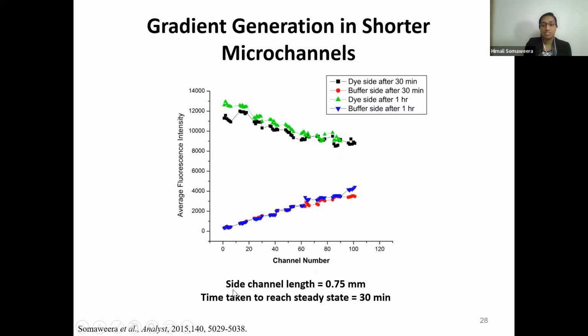And with the shorter side chambers that I mentioned, we used the shorter side chambers of 0.75 millimeter for further analysis. It only takes about 30 minutes, so it makes the analysis faster. Even after 1 hour, you have the same gradient.